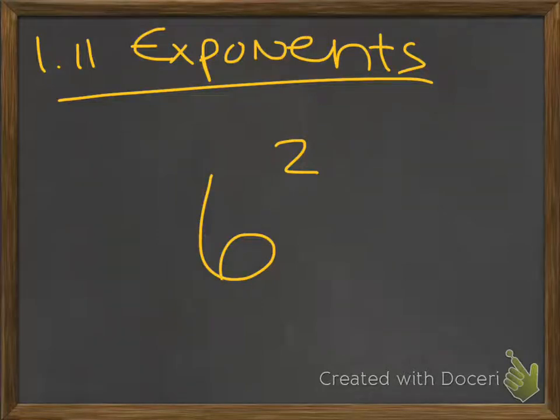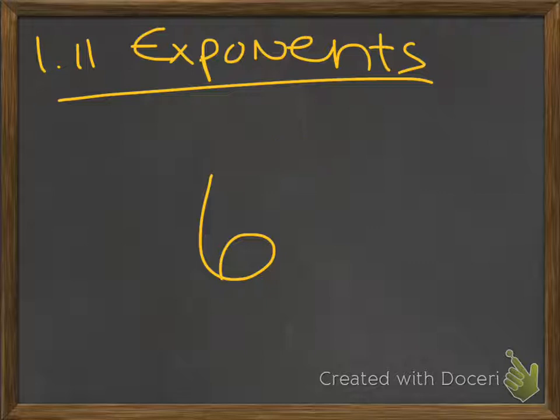Okay, I'm going to do exponents. Just as multiplication is used to show repeated addition, exponents show repeated multiplication. An exponent is a small number raised to the right of the number called the base. The exponent shows how many times the base is multiplied by itself.